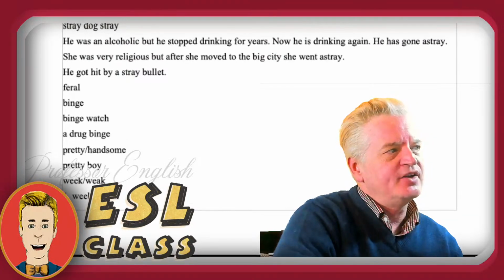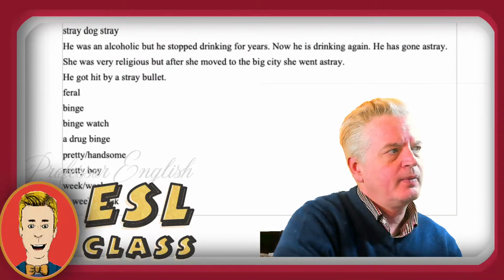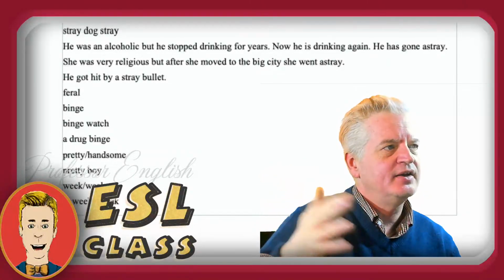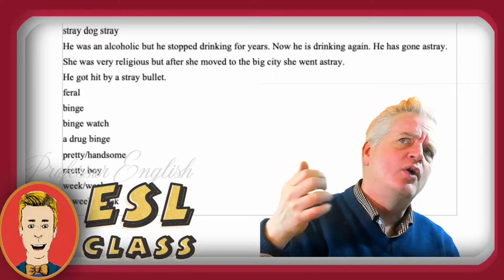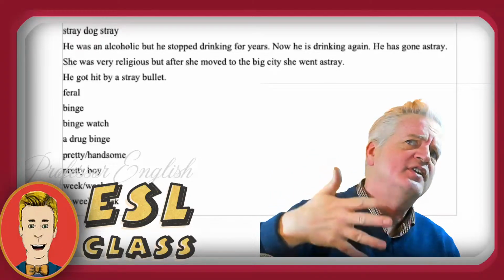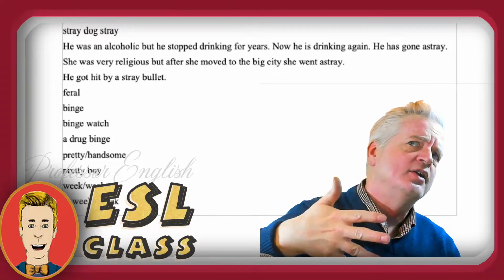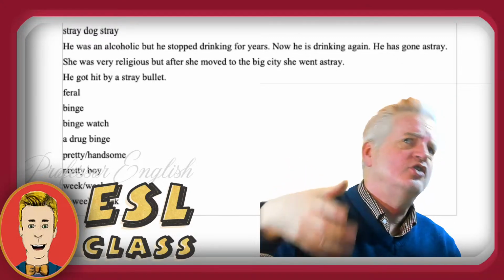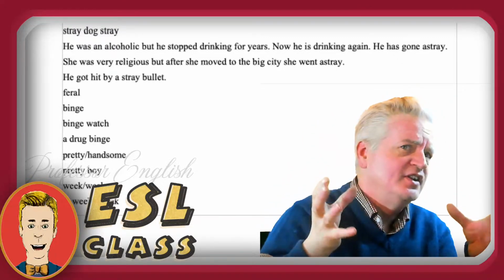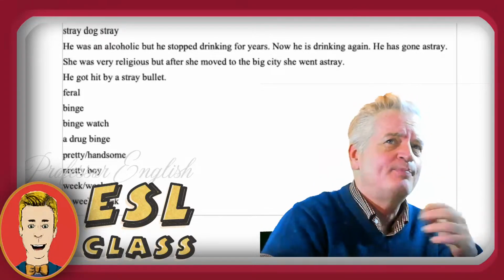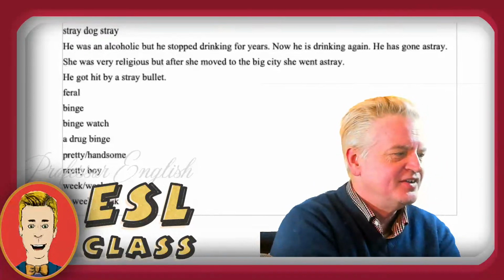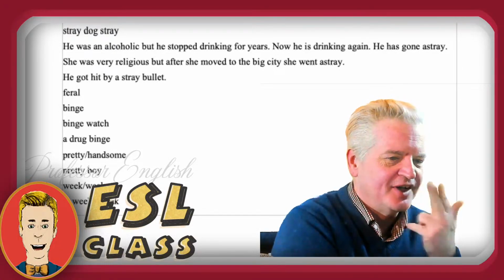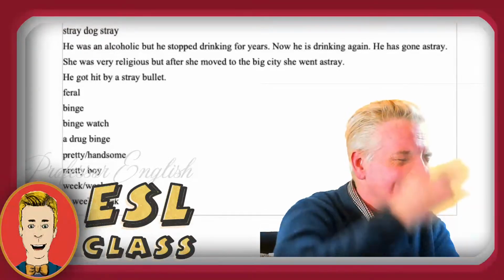When I was explaining a stray to her, he was an alcoholic, but he stopped drinking for years. Now he's drinking again. He's gone astray. She said, oh, is that like if you're addicted to alcohol for many years and then you stop, and then one weekend you drink and drink and drink and you just go crazy one time? I'm like that with cigarettes. I quit smoking a long time ago, but then sometimes I'll buy a lot of cigarettes and smoke for the weekend, and then I'll say, what did I do?